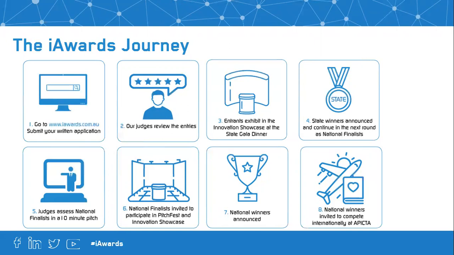Once we know who our national finalists are, we then come together around August, and everyone is invited to do a face-to-face pitch to our judges. It's usually to about 4 to 6 judges in a room. Just say you won a state award for a category, you'll then be competing with all the other state winners in those categories as a national finalist.